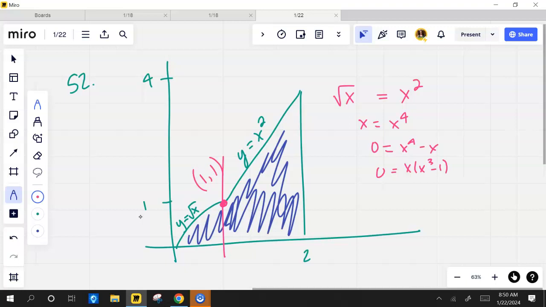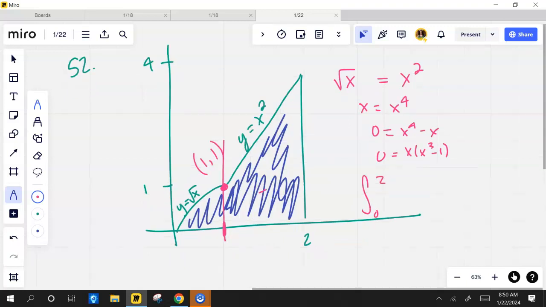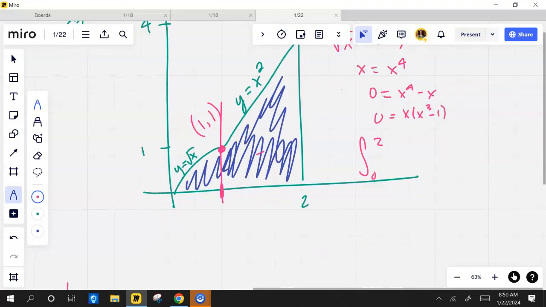But the point is we have to find this place, because I can't just do the integral from 0 to 2 since there are two different functions here. So I have to split it. Tell me what integrals would give you the area. 0 to 1 of the square root of x, plus, then from 1 to 2 using what function? x squared.